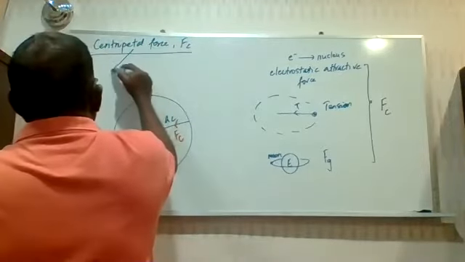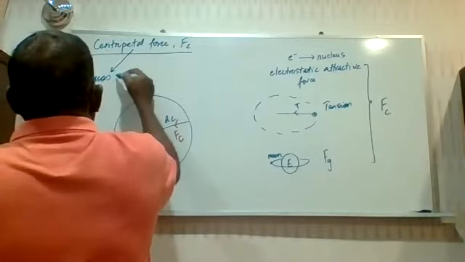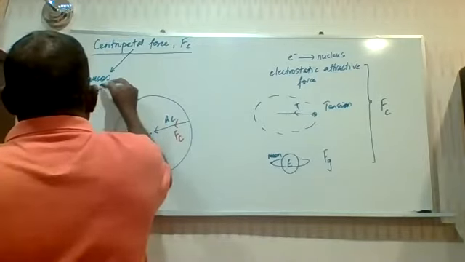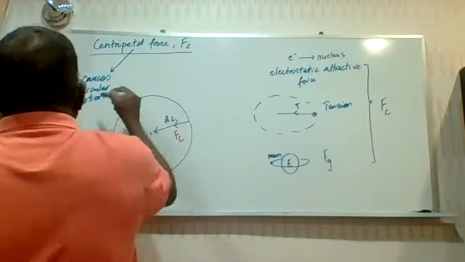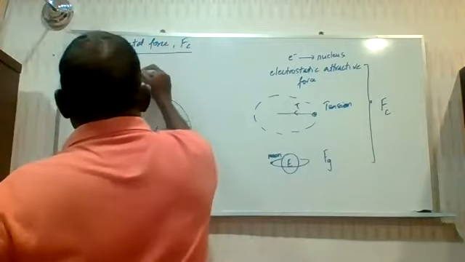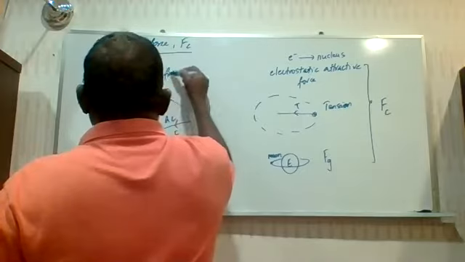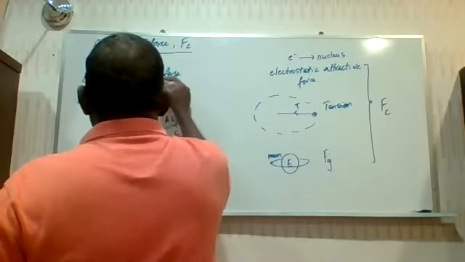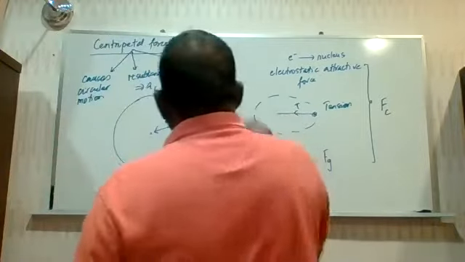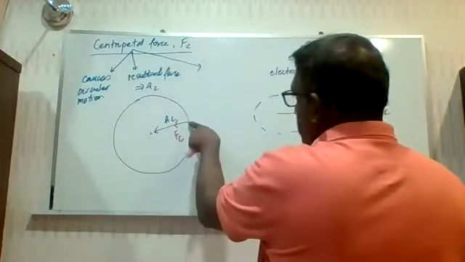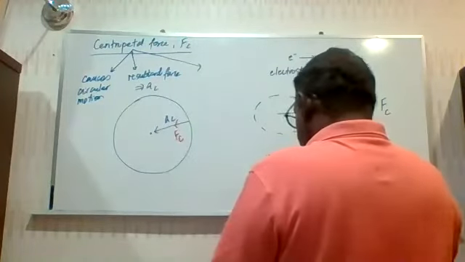Number one, centripetal force causes circular motion. In other words, in order for circular motion to exist, you need centripetal force. Number two, centripetal force is the resultant force, and it causes centripetal acceleration. Now the third point. Since you know that it acts along the radius, that means it's a radial force.